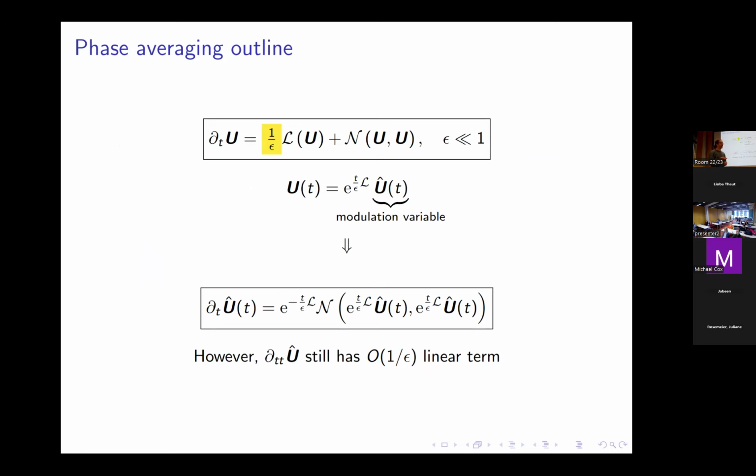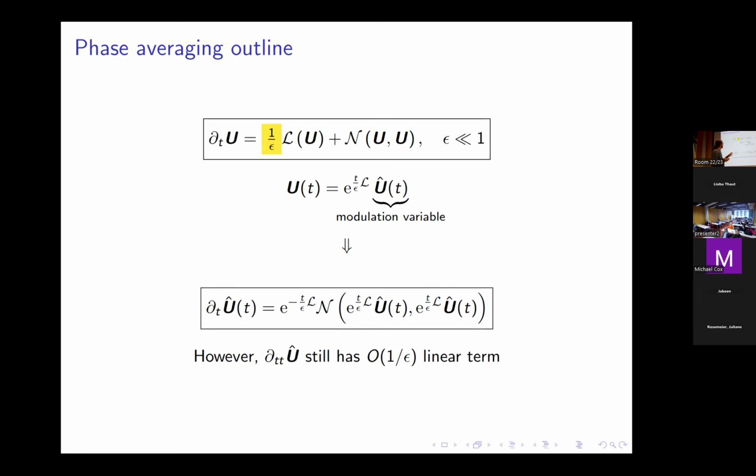I'll just outline the mathematical framework of phase averaging. The way we represent this timescale separation is with this epsilon parameter. In the rotating shallow water system, this epsilon would be the Rossby number. This is a small parameter, so the linear term is much bigger than the nonlinear term.